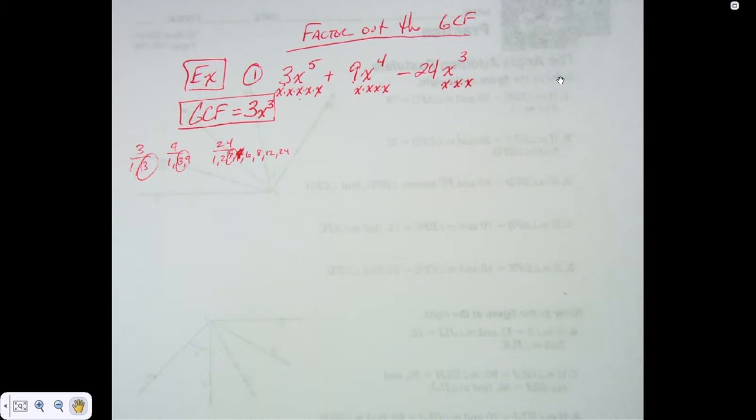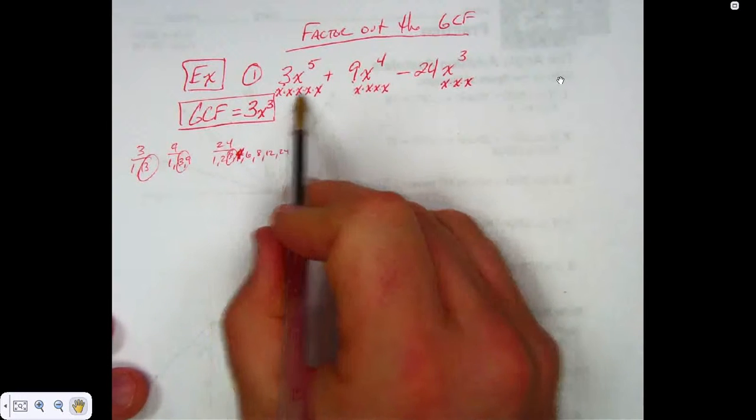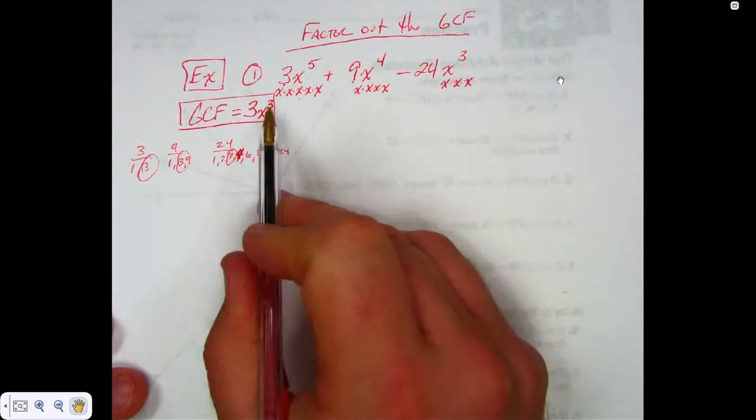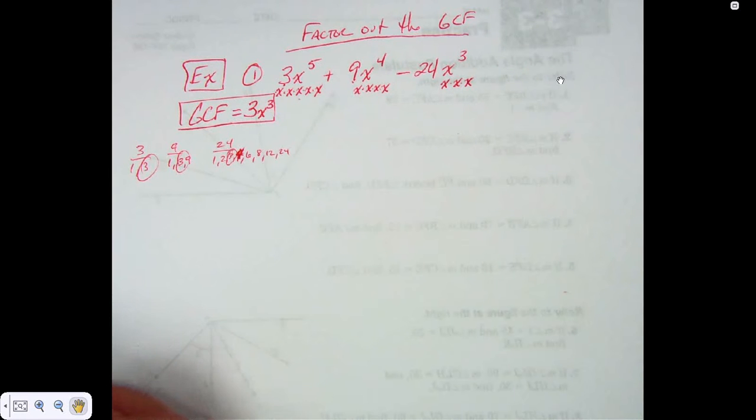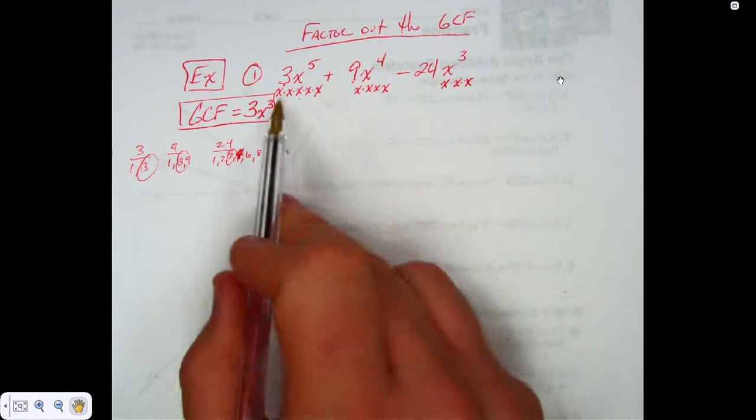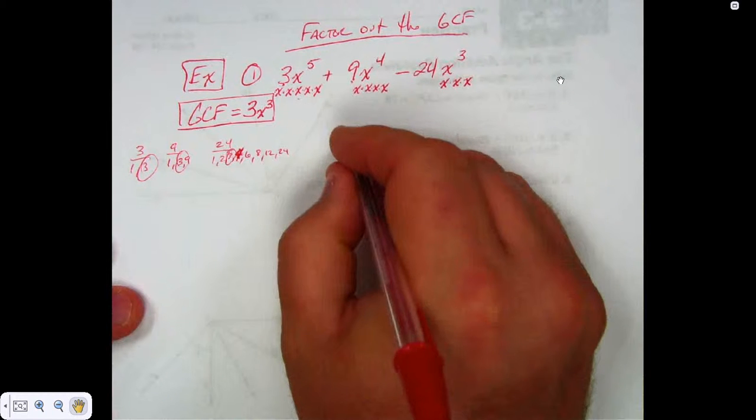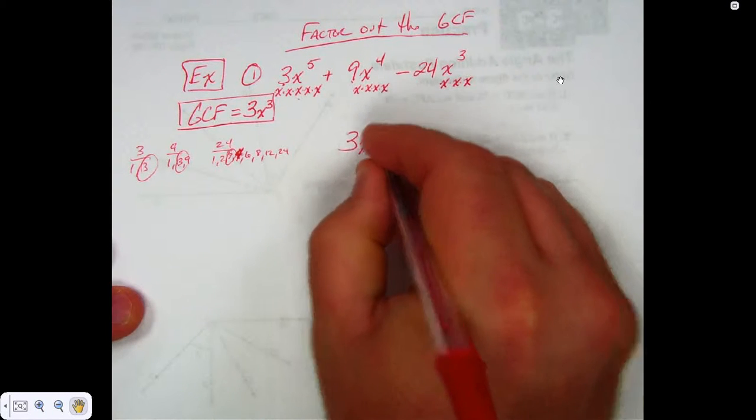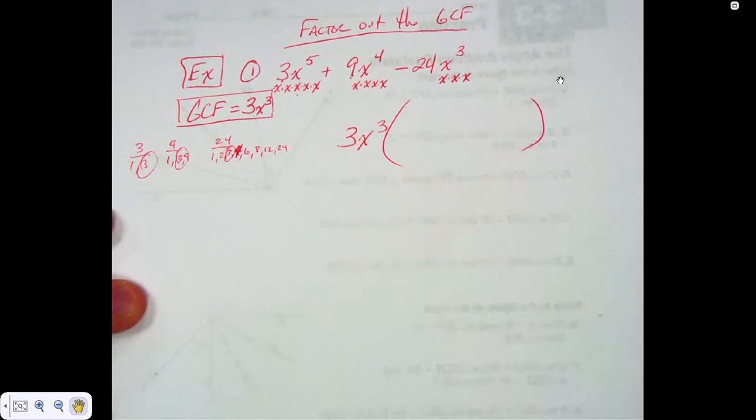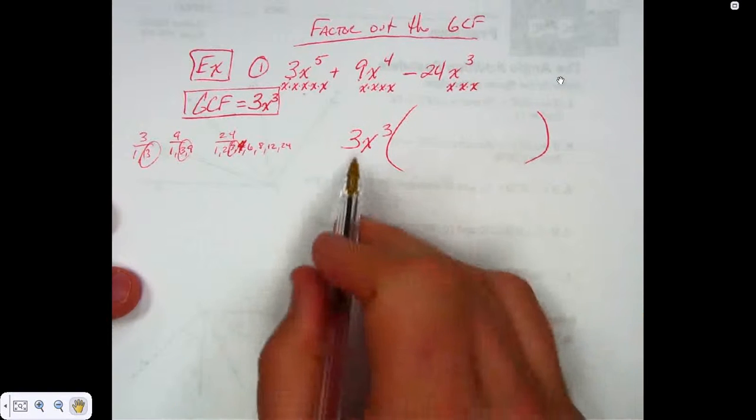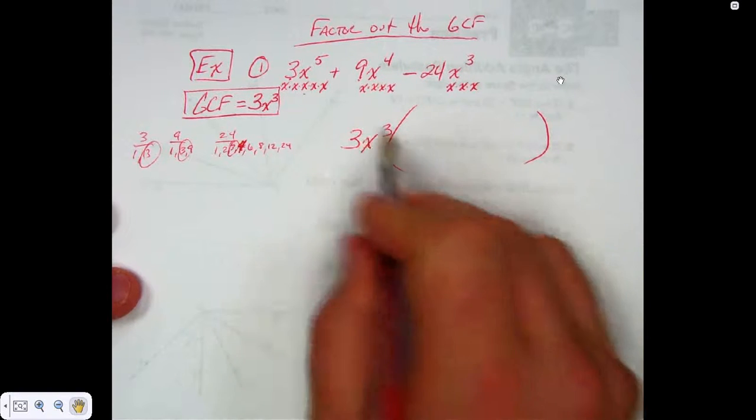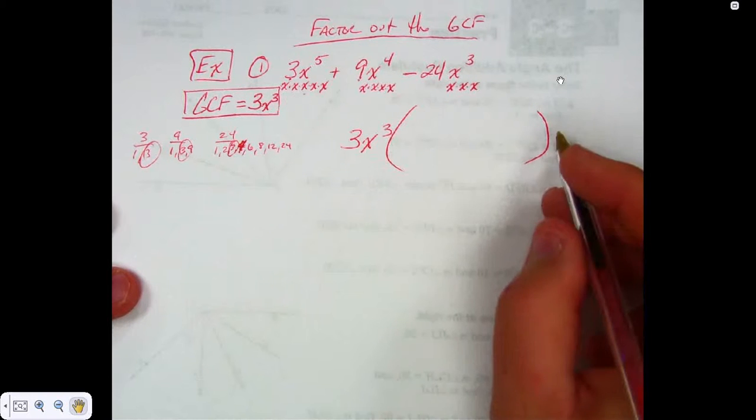But that's really, in my opinion, aren't the variables in essence kind of easier than the numbers? Because the numbers, you have to remember all these factors of these multiplication tables. Agreed? The variables is just a matter of counting how many you have of each. Well, so now my next step to factor this is to write 3x to the 3rd out in front, leave a nice big set of parentheses, and write what's got to be left in here.